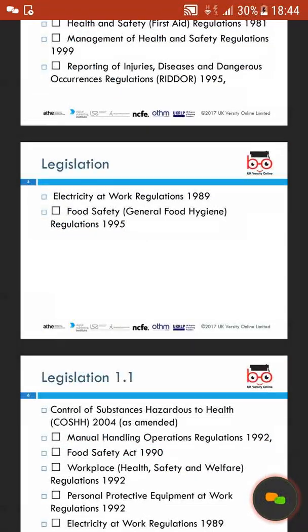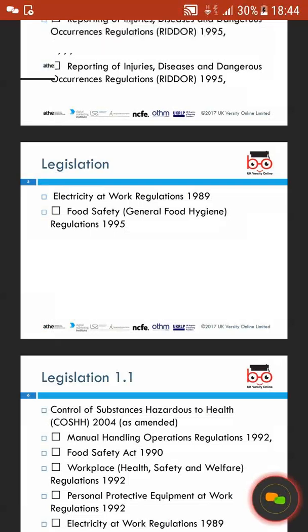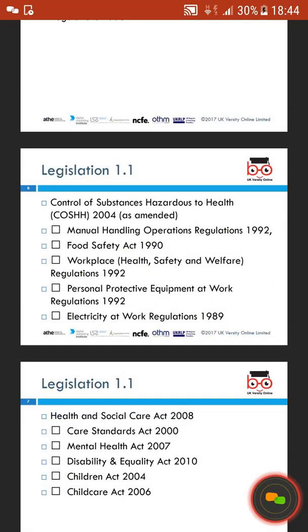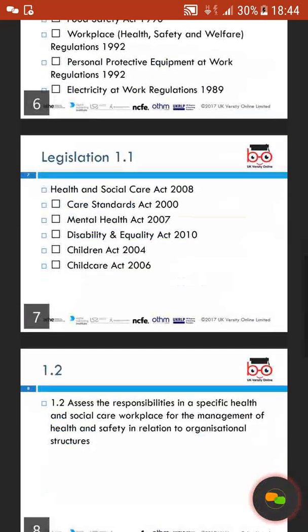More legislation goes on. There's the electricity at work regulations, food safety, so that'll be like your food hygiene, and there's many more. I mean, you can pick which ones you would like to talk about out of these. This is just a suggested list. And then it goes on to Health and Social Care Act 2008, Care Standards Act 2000, the Mental Health Act, the Disability and Equality Act, the Children Act, and the Child Care Act.